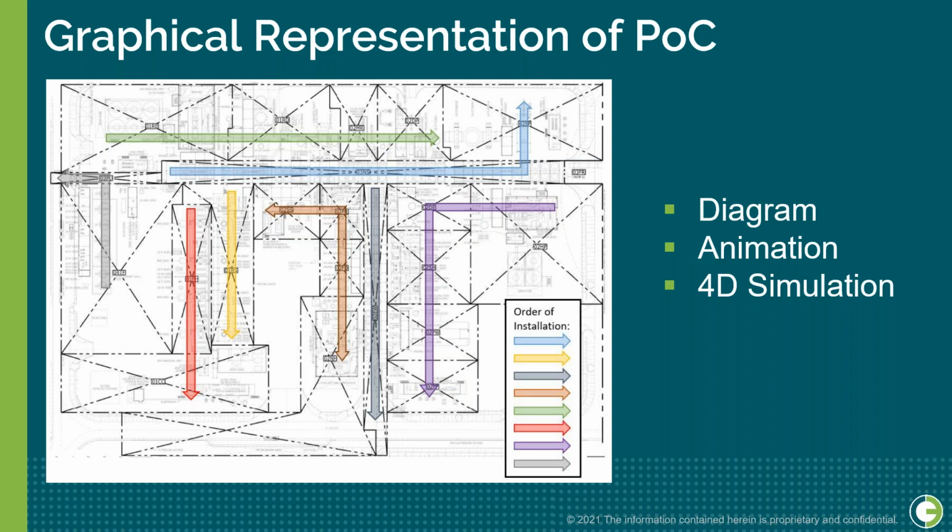And then you get into graphical representation. A picture paints a thousand words, and seeing your path of construction play back in sequence is a very powerful tool. During the early stages, this might be something as simple as a diagram showing the priority sequence. I mean, this thing here on the left of the screen is a simple representation, but just from a few colored arrows, we can show what our path of construction might be.